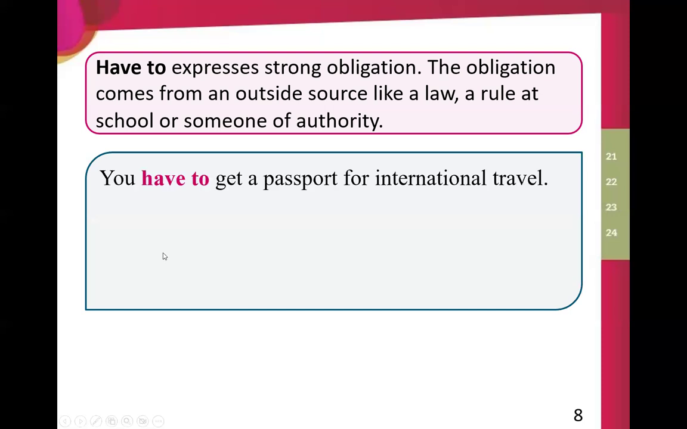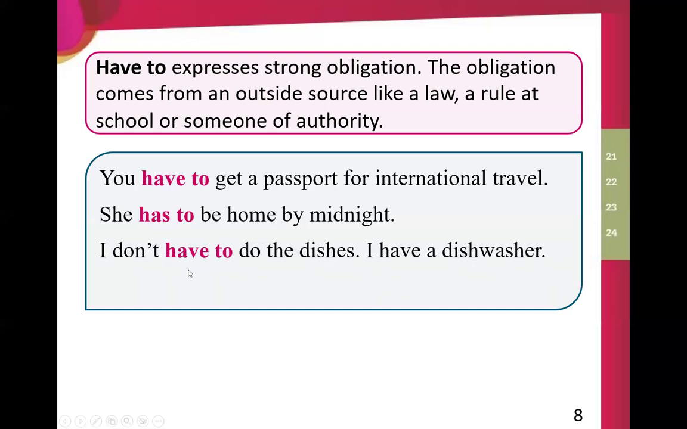Okay. Now read these sentences. You have to have a password for logging in. She has to be home by midnight. I don't have to do the dishes. We have two papers this semester.